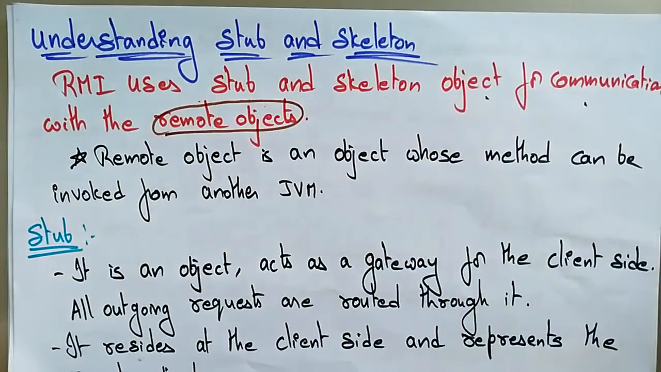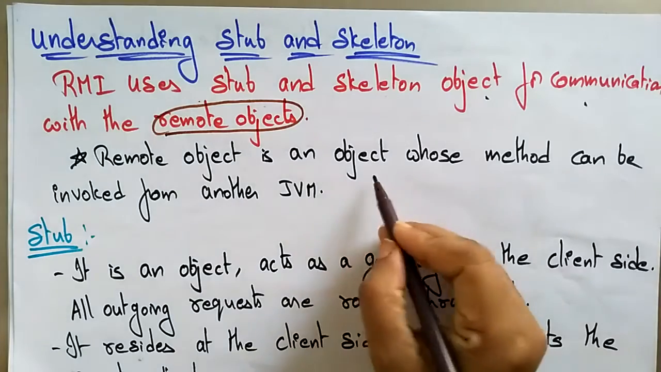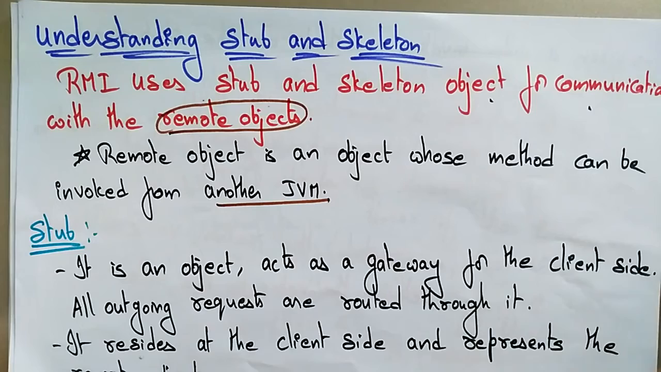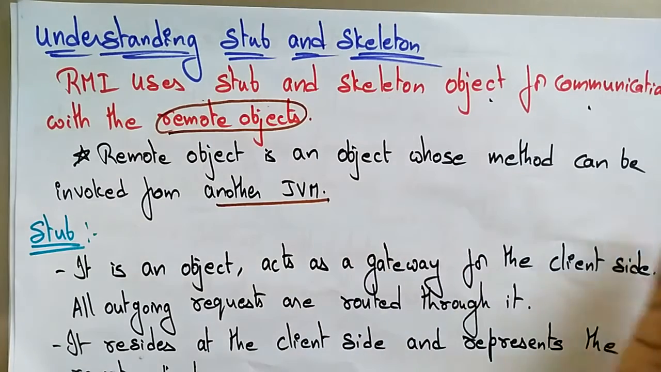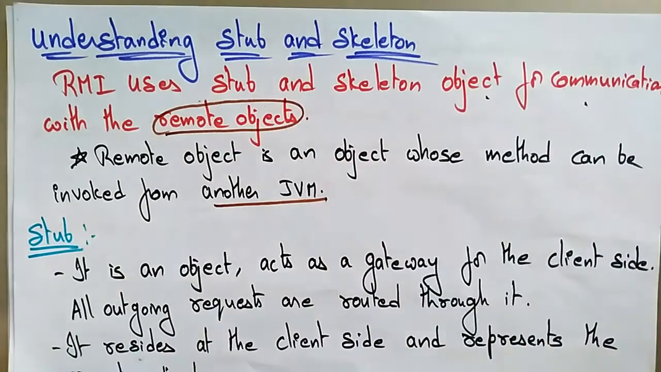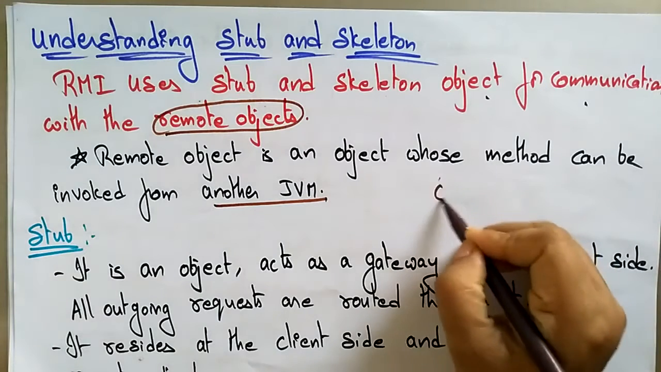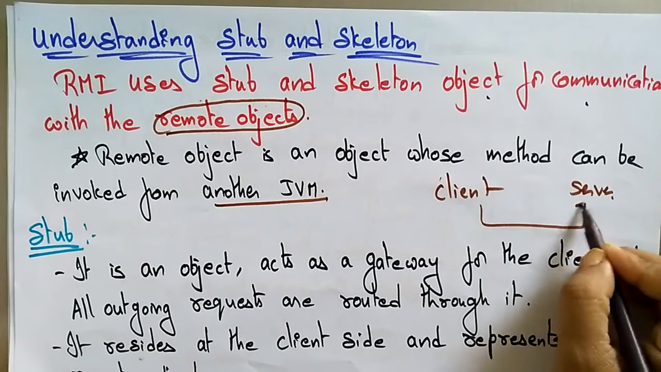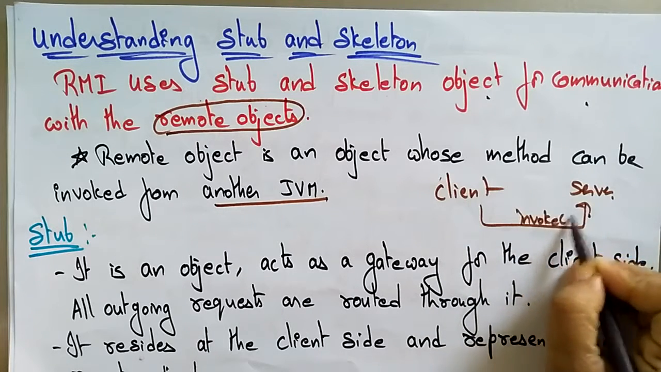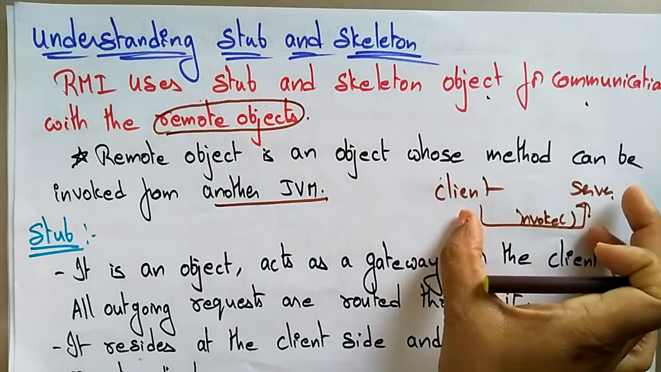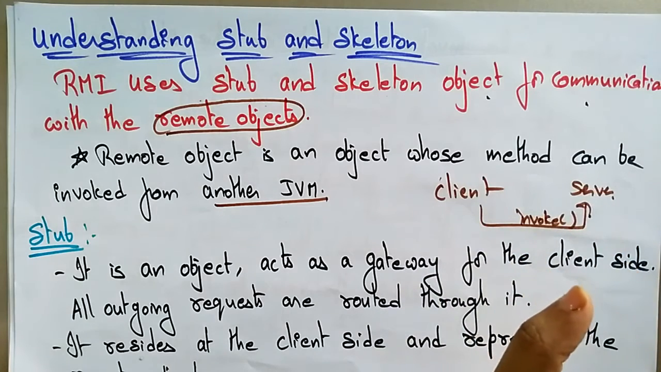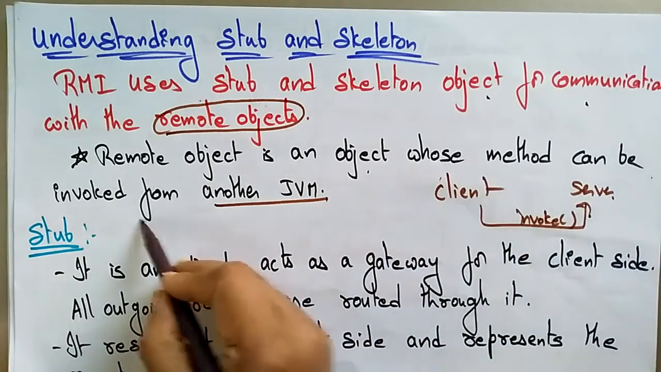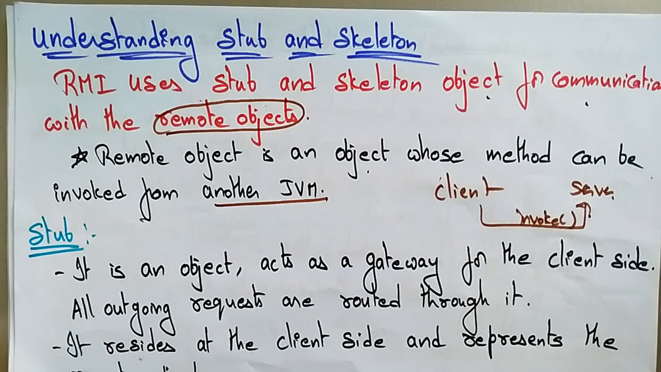So what exactly are the remote objects? The remote object is an object whose method can be invoked from another Java virtual machine. Okay, one object's method will be invoked in another Java virtual machine, and you call it a remote object. Okay, you are present at the client side and you want the method from the server side. So you have to invoke that. So this type of object, you call it a remote object. A remote object is an object whose method can be invoked from another Java virtual machine.